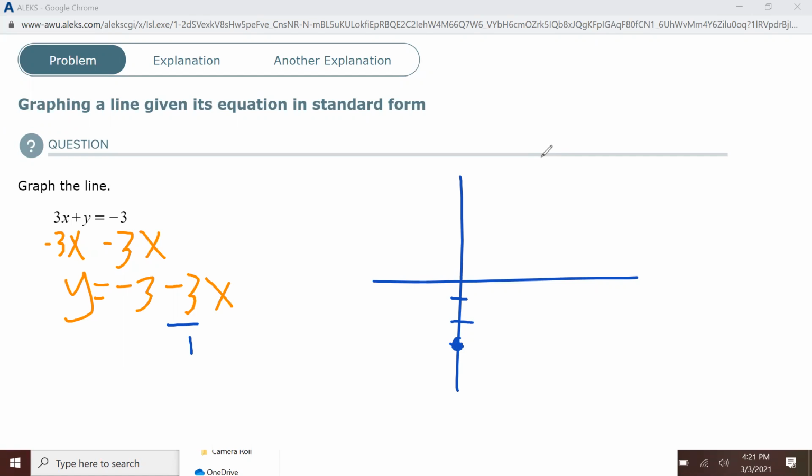and use the slope to find another point. Down 3 and to the right 1, and I have graphed the line.